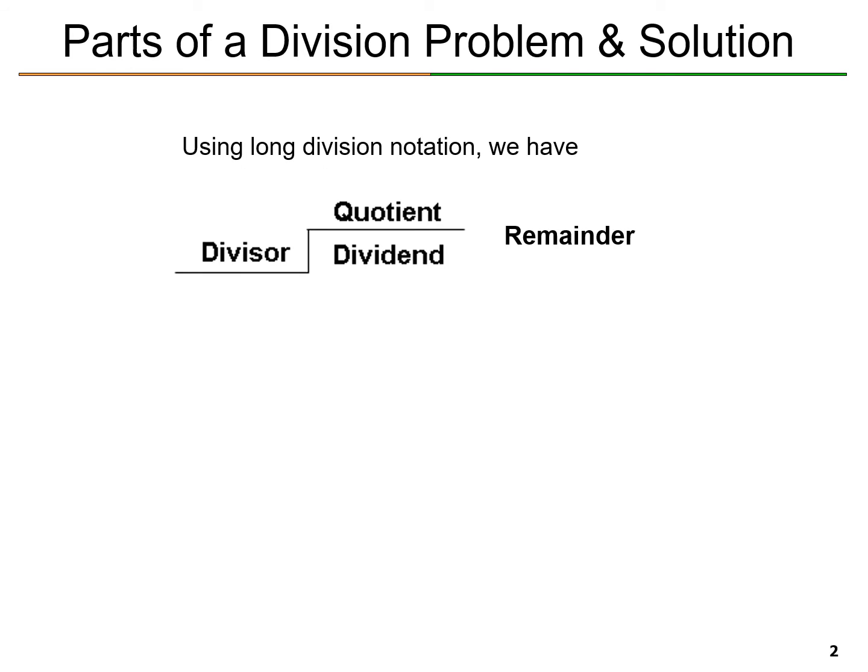Let's look at the parts of a division problem and solution. Using long division notation, we can think about the division problem and the solution as having four parts. You have a dividend and a divisor. That's going to be determined from the problem statement. You have to find the solution. You have to find the quotient and remainder.